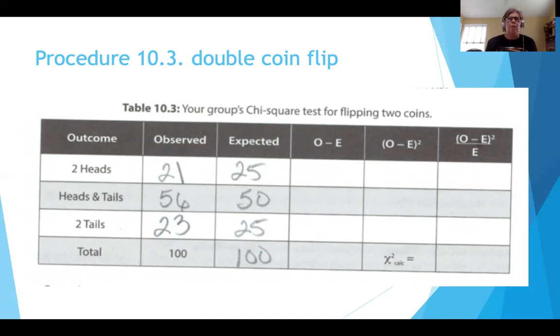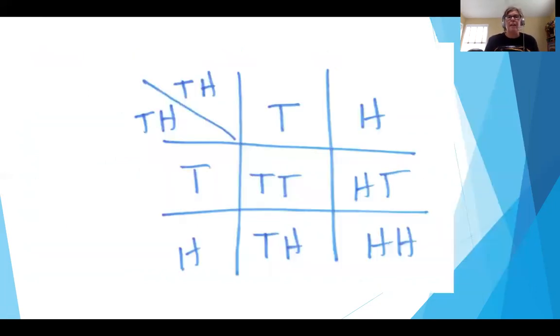Okay, so once you flip them, and I have flipped them for you, I observed 21 heads, 56 heads-tails, and 23 tails. Now, my expected is 25, 50, 25, which gives me my 100. Many of you are going like, how in the world did she get that number? Well, how did I get that number?